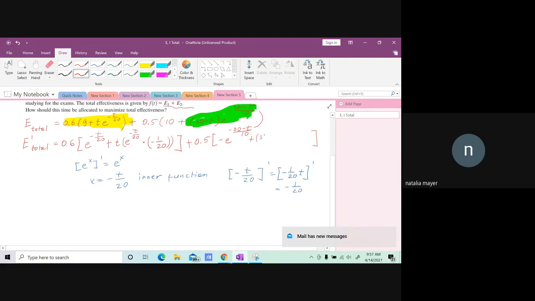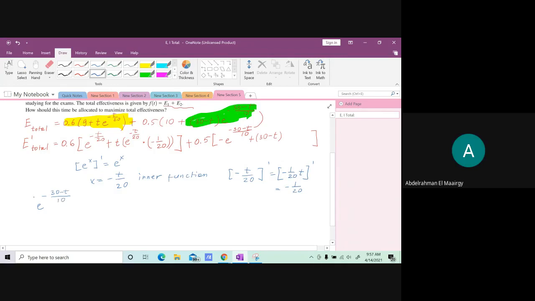30 minus t, and then? Nur. And then times. Okay, this point is difficult. Let's take it out and think about it separately. So e to the power of negative 30 minus t over 10.